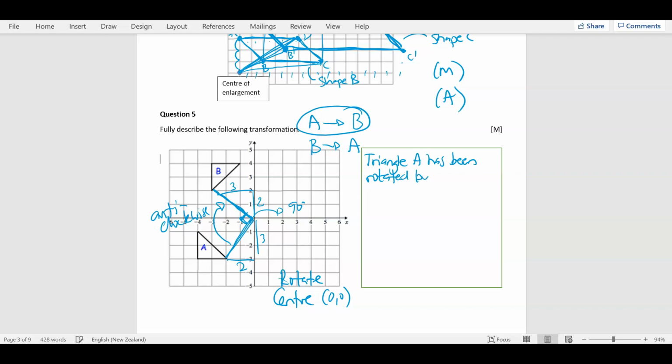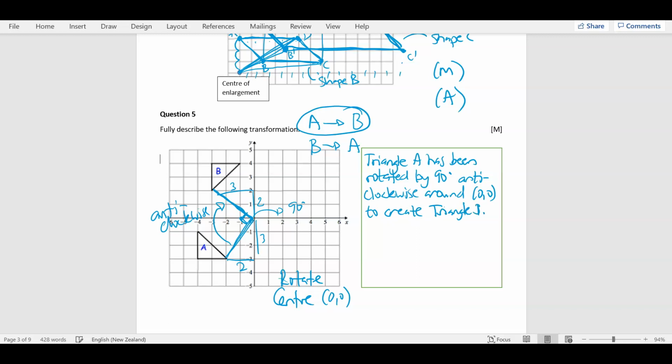Rotated by 90 degrees anti-clockwise around 0, 0 to create triangle B.